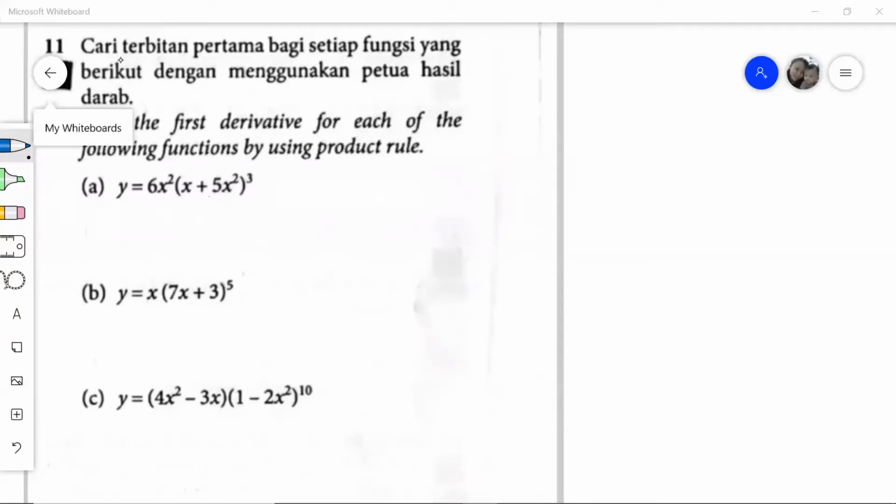Hi everyone, this is question number 11. In this question, we need to find the first derivative for each of the following functions by using the product rules. So first derivative means differentiation. So product rules, there is a formula for product rules.